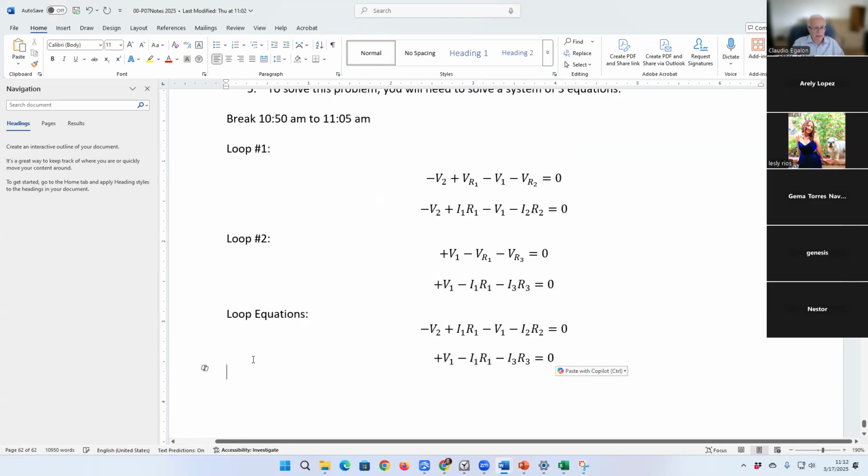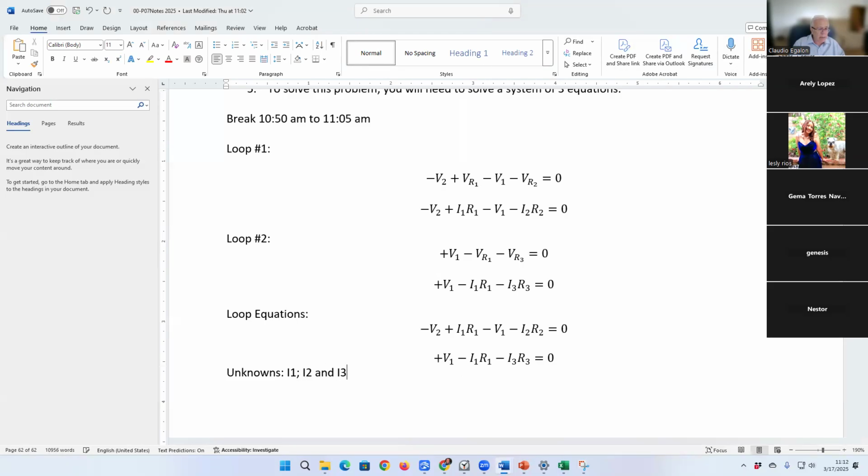So let's take a look here. Can we solve it? No, we still cannot solve. We have 2 equations and 3 unknowns. The unknowns are I1, I2, and I3. So we still cannot solve this set of equations. We need one more equation, the equation of the junction.